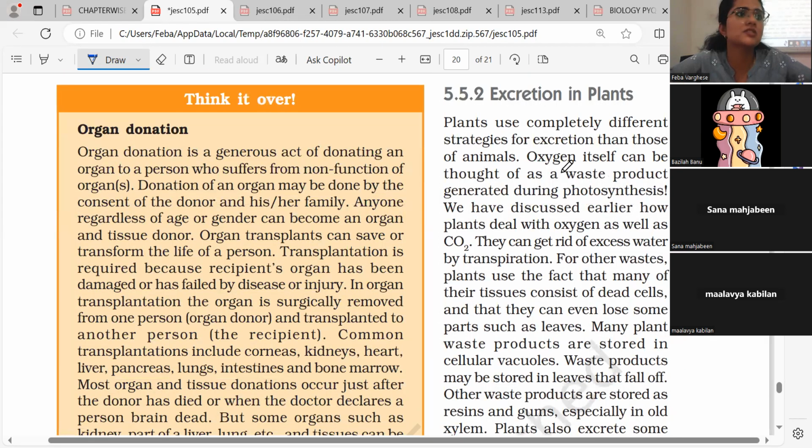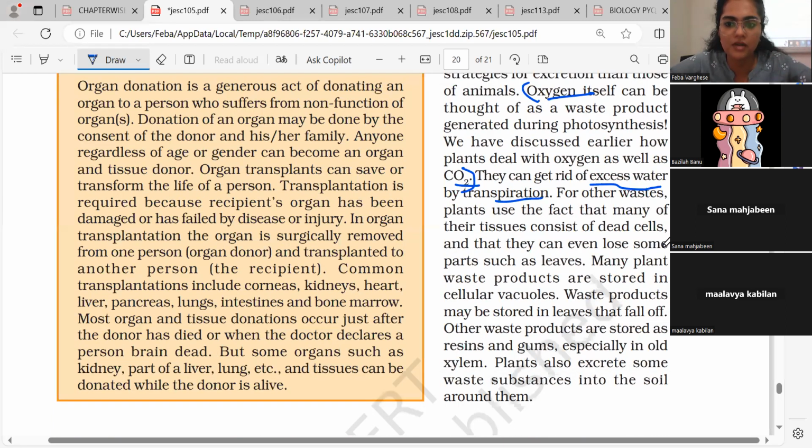Do plants excrete? Of course, they excrete, right? By the process of transpiration, they are getting rid of excess water. And through the stomata, they are releasing excess oxygen and carbon dioxide. All these things are happening through the stomata. And they can also release some of the waste materials directly into the soil around them.